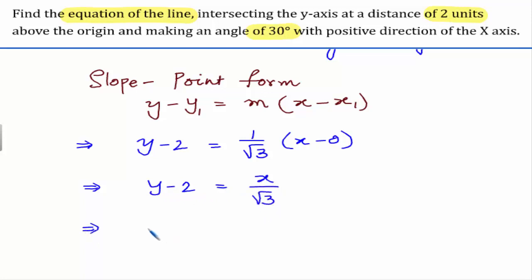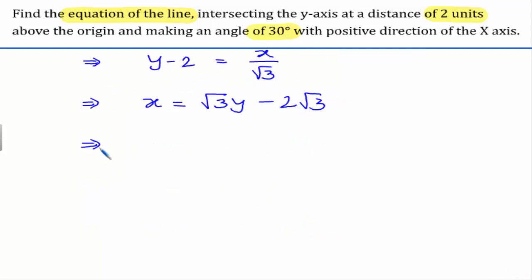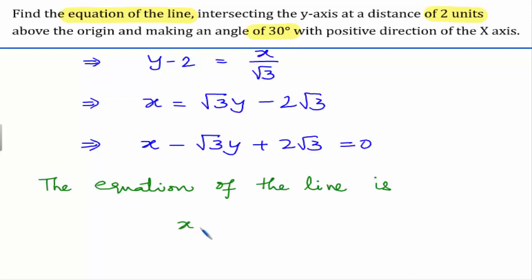So if we cross multiply, x is equal to root 3y minus 2 root 3. So if we write further, then x minus root 3y plus 2 root 3 is equal to 0. So the equation of the line is x minus root 3y plus 2 root 3 is equal to 0.